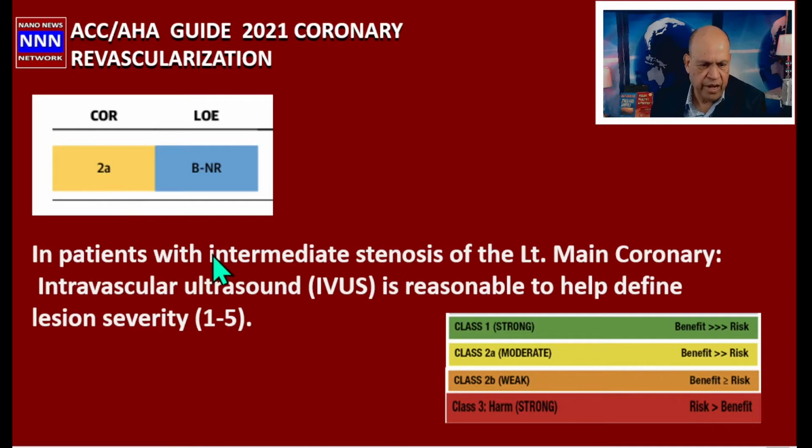And class 2A, in patients with intermediate stenosis of left main coronary artery disease, IVUS is a reasonable option to look at the anatomy of the left main, look at the plaque structure, look at the evidence of any calcium, look at the irregularity of the lumen, and see if it is feasible for a stent placement. Again, this is 2A, and this is non-randomized trials.